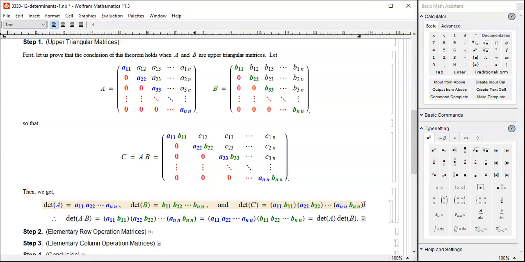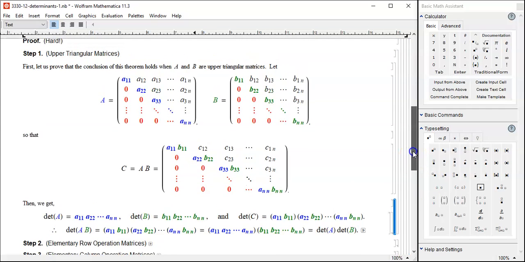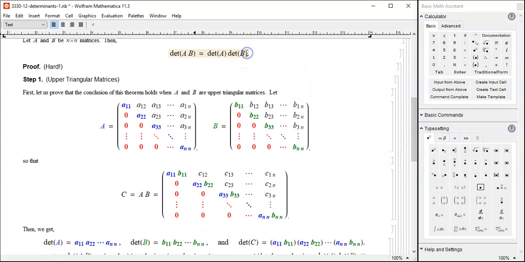Now, multiplication is commutative, so we can rearrange those multiplications. Then we have all the A's times all the B's. Conclusion: the determinant of A times the determinant of B. So what's the conclusion? If we have the product of two upper triangular matrices, then this multiplicative property holds.